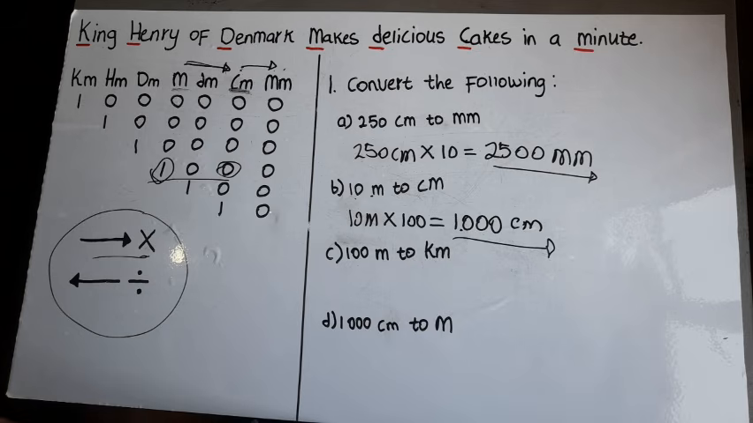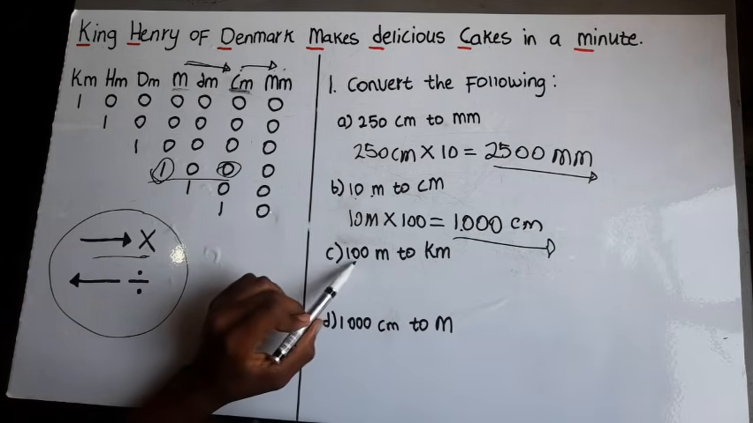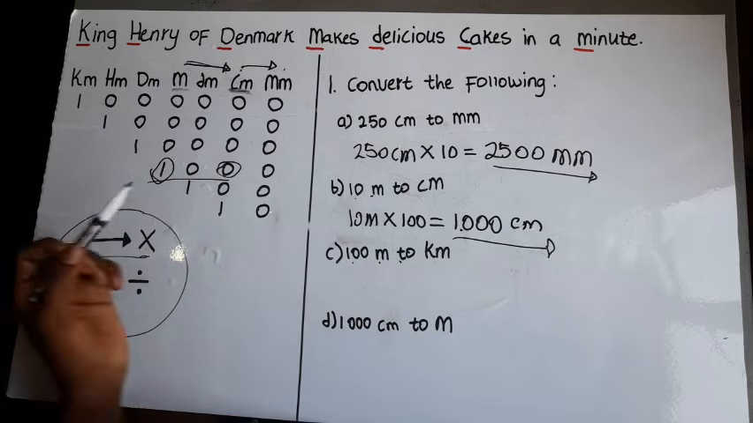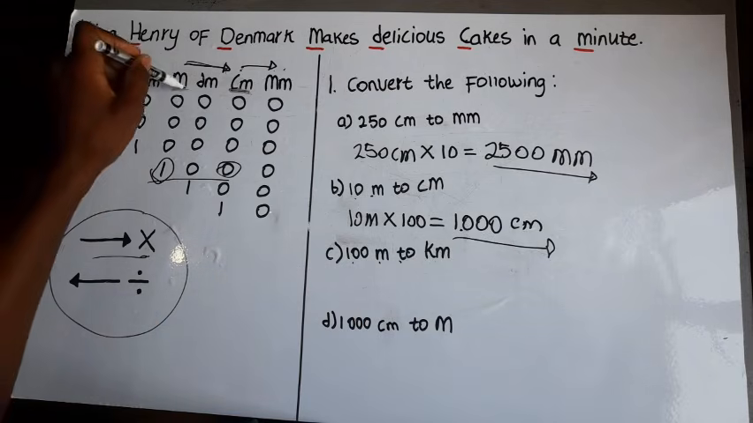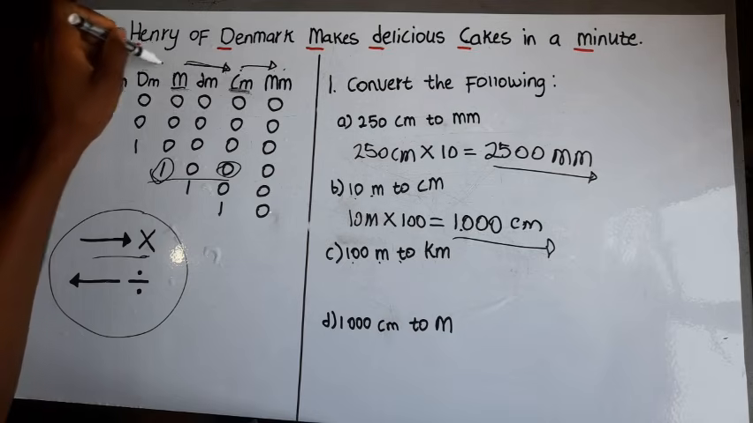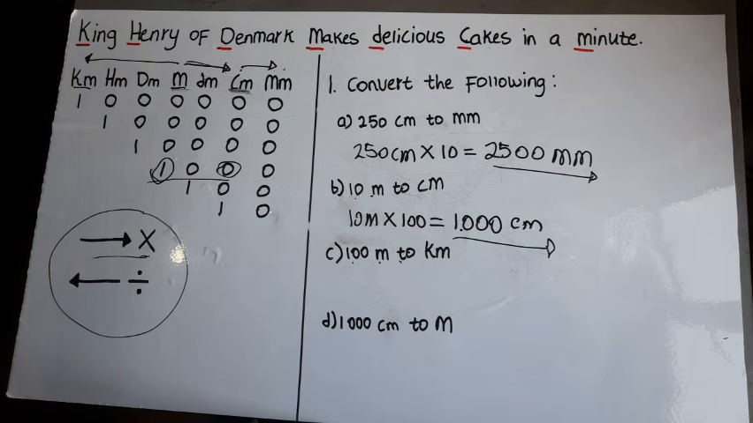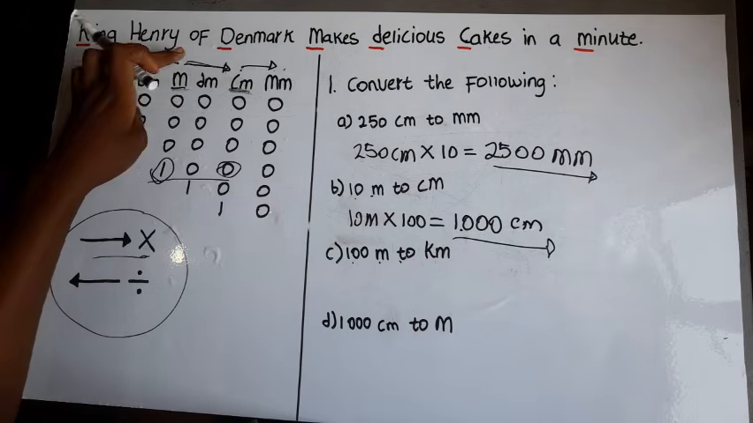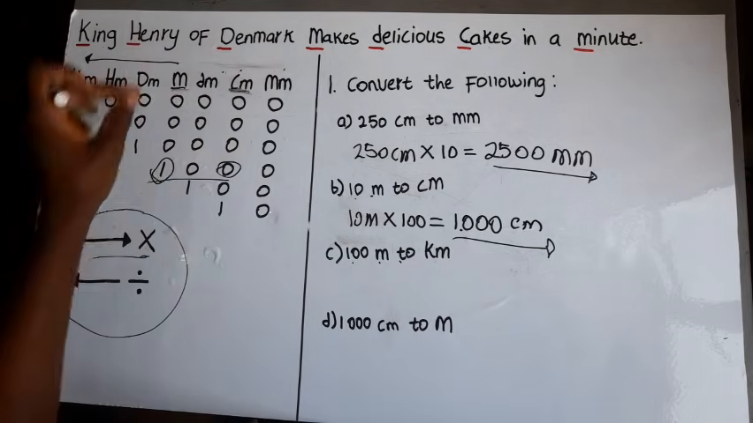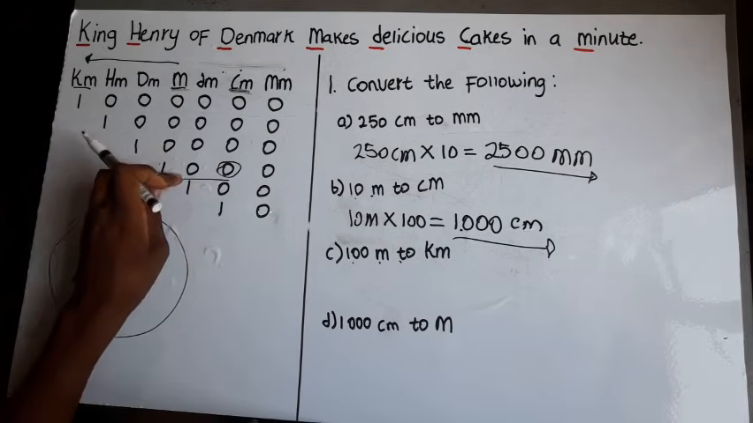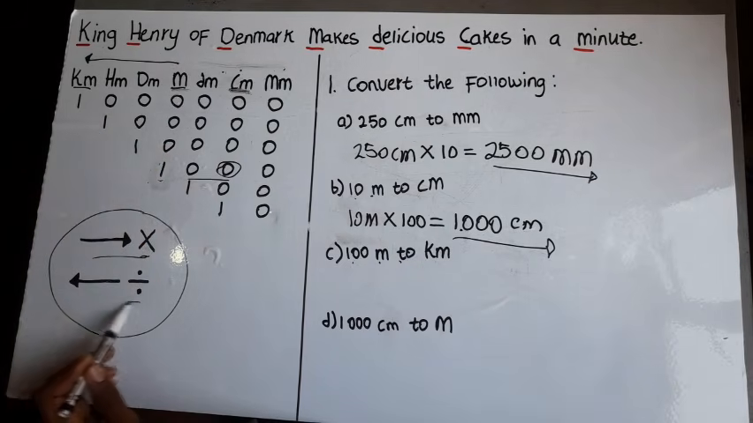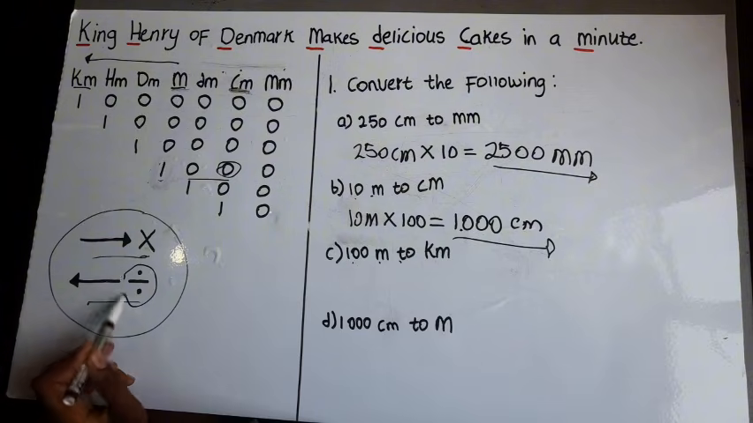Let's go to the next one, where we have to convert 100 meters to kilometers. So we're going from meters to kilometers, meters to kilometers. We are now going in a backwards direction, and that means that we have to do what? We have to divide. We're going in a backwards direction, and we have to divide, right?